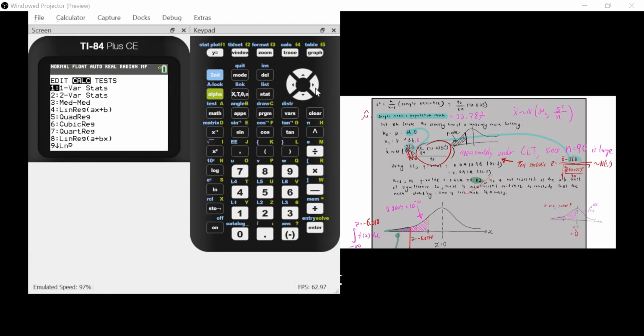So let's just go back to the test. C test, go down all the way, then select calculate. This is what we really need.